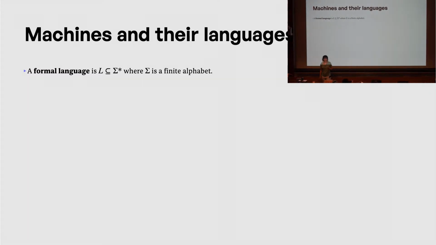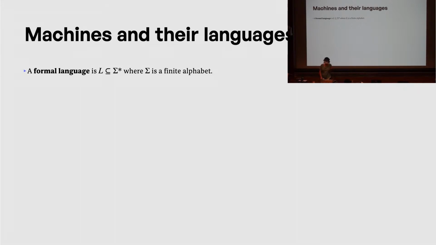Okay, let me say a few words about the languages of machines, namely the languages that machines accept. So first of all, what's a formal language? Formal in contrast to natural. A natural language is Swiss German, or English, or Chinese, or whatever. A formal language is a lot simpler. It's usually denoted by L, and it is a subset of sigma star, where sigma is a finite alphabet.